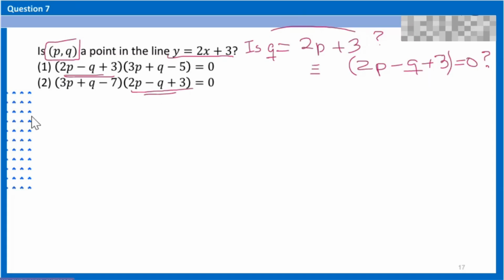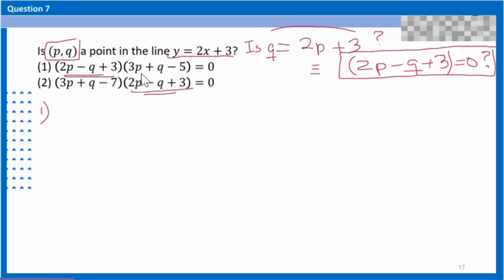Can you tell from statement 1? So, we'll deal now as if this were the true question. Actually, it's equivalent to the original question. Determining whether that expression, 2p less q plus 3, equals 0 is the same as giving an affirmative answer to the original question, and vice versa. So, what about statement 1?